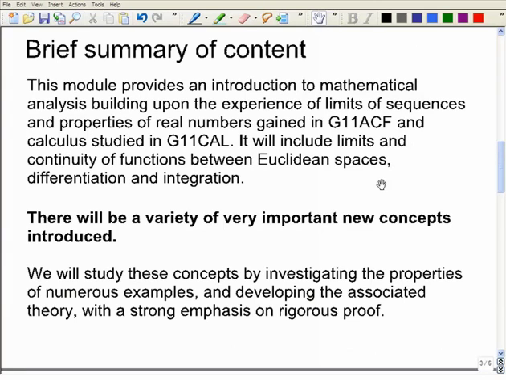So what's it all about? Well, we're following on from what you did last year, but we're going to introduce new concepts and a lot more rigor. Well, actually, you saw quite a lot about mathematical proof in analytical and computational foundations. So you saw quite a lot of proof, but you were told that you wouldn't need to reproduce most of those proofs in the exam.